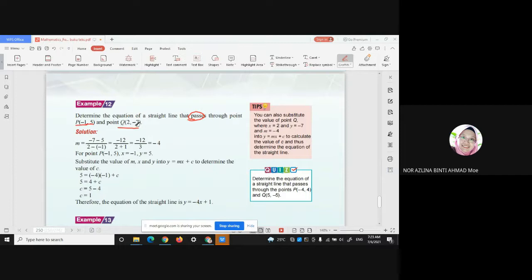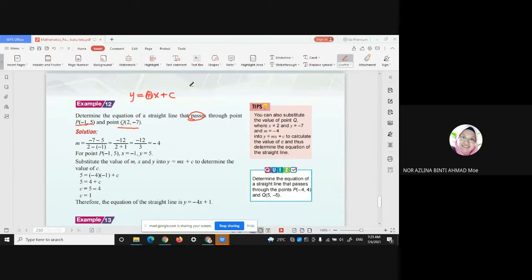Okay, now we know the general equation of a straight line, y equal to mx plus c. But the question didn't give the value of m. M is not given, but two points are given. So we need to find the value of m using these two points.